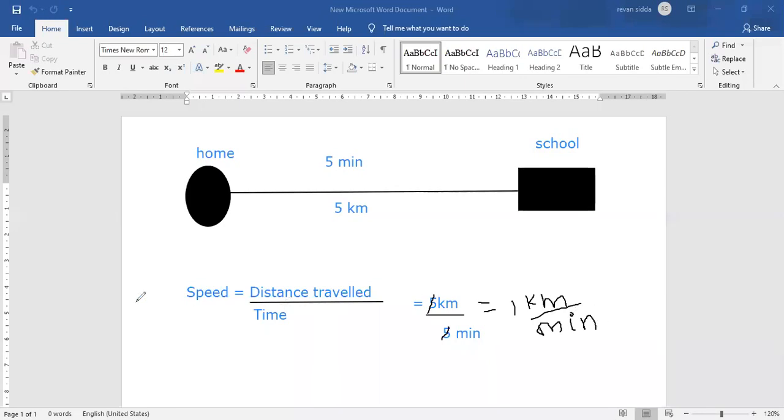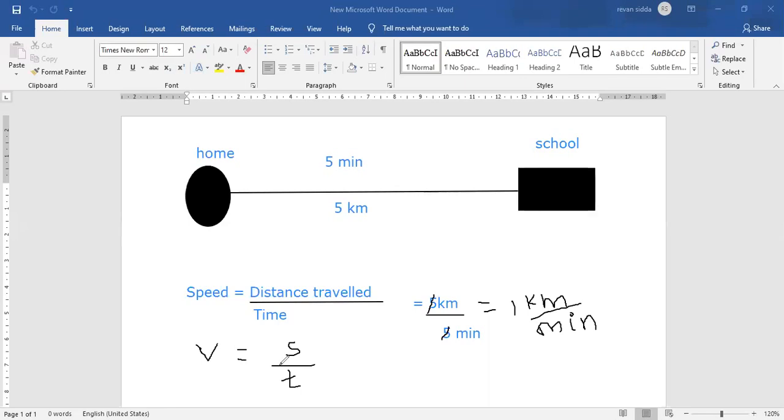Speed is nothing but distance traveled by time taken. Remember this one is most important. The symbol for speed is v. As you all know, the symbol for distance is s and time is t. So v is equal to s divided by t.